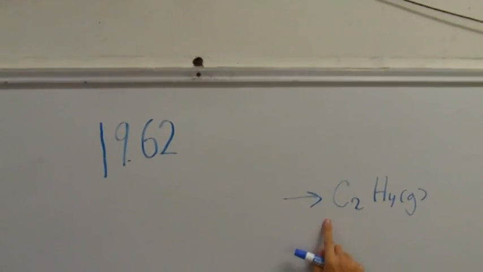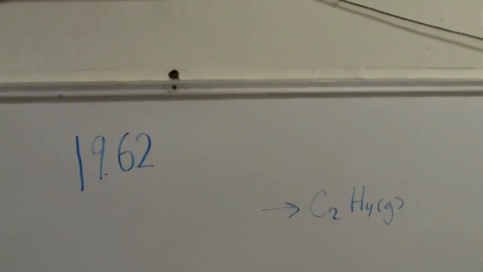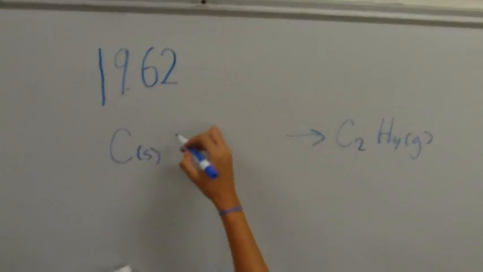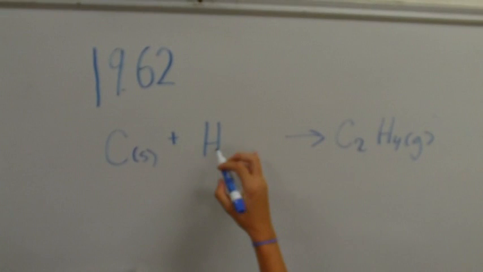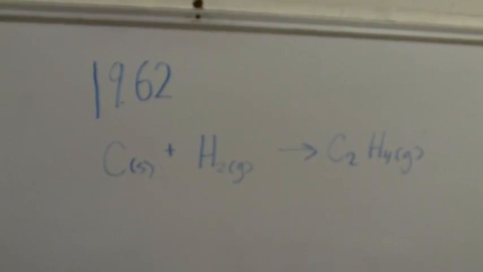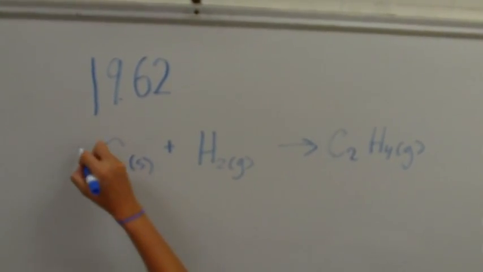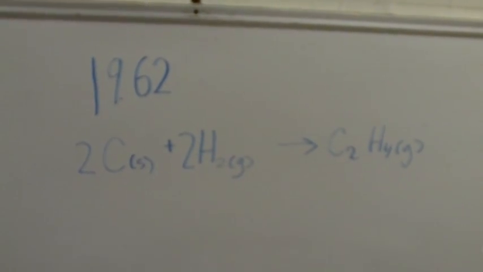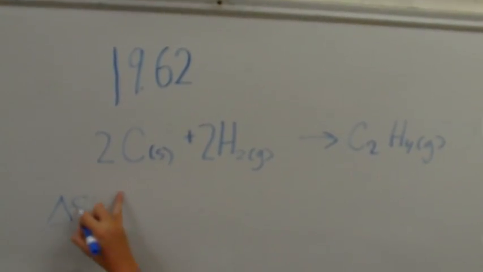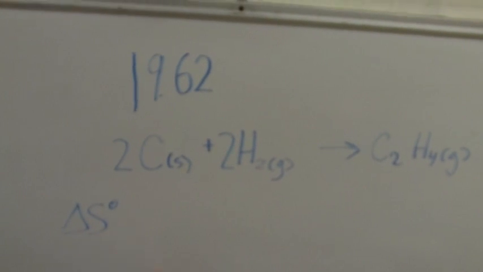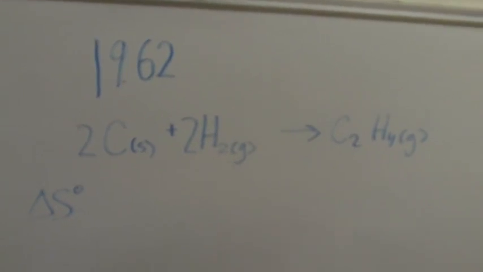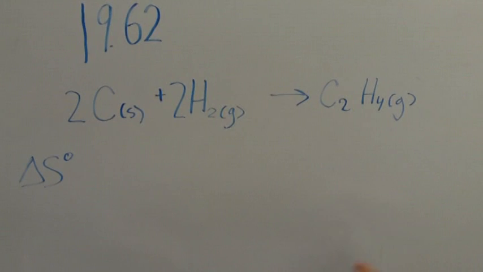And that's going to come from carbon and hydrogen, and they're free elements. So carbon, which is a solid by itself, and hydrogen, which we know is a diatomic molecule, so it's going to be H2, and that's a gas. Then we need to balance, so we put a 2 here and a 2 here so that we have a balanced equation. And now we do exactly what we've been doing. We want the delta S of formation of this, so this is the reaction that shows the formation of this. So we just need the delta S for this reaction now.